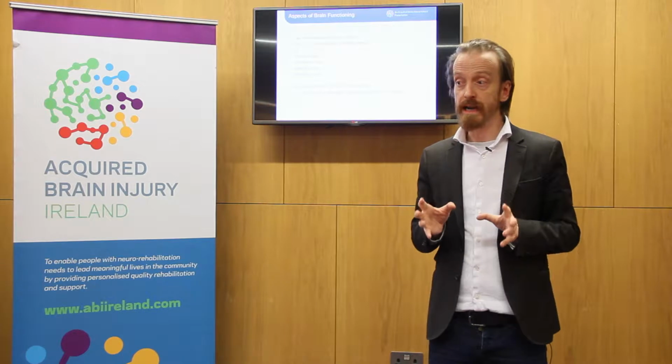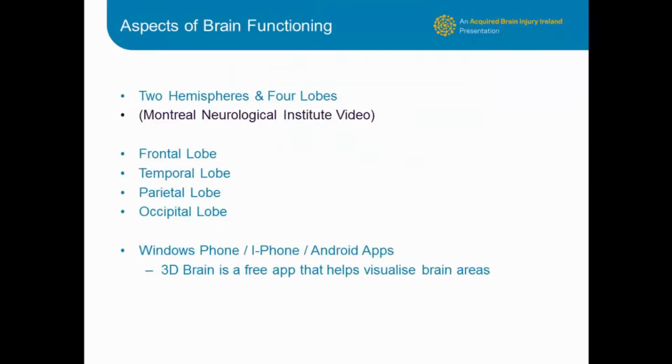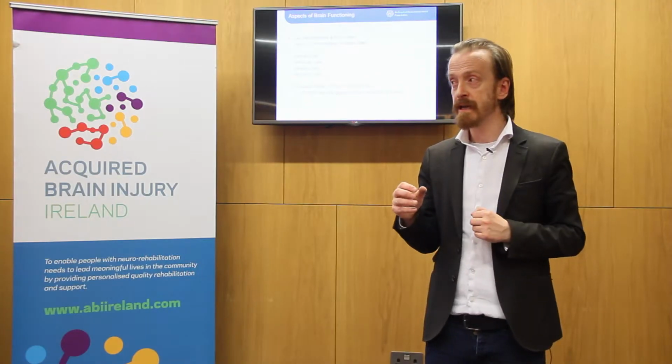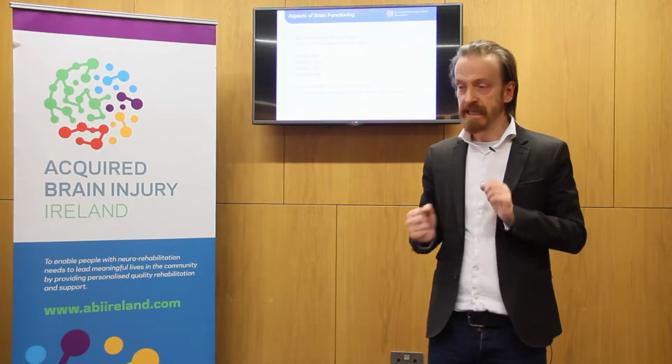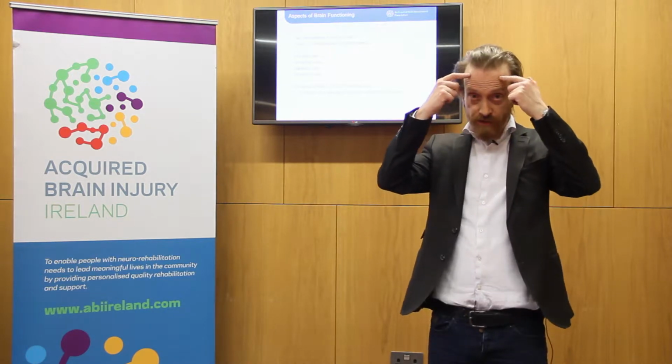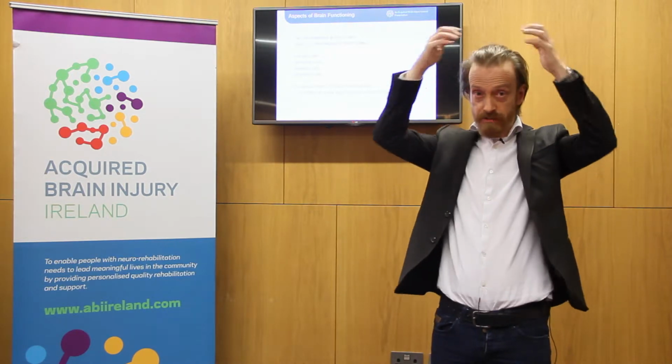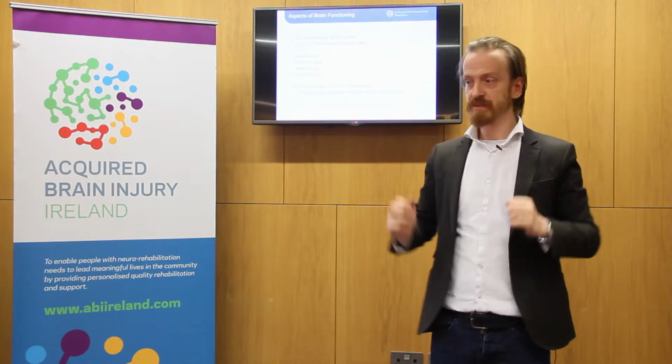So in terms of your brain, there's two hemispheres, two halves. There's a left half and a right half. And for people who are right-handed, it's the left half of your brain that does all the language functions, and it's the right half of your brain that does all the kind of visual reasoning type functions. On each side, you've got a frontal lobe, so two temporal lobes, two parietal lobes, and two occipital lobes.